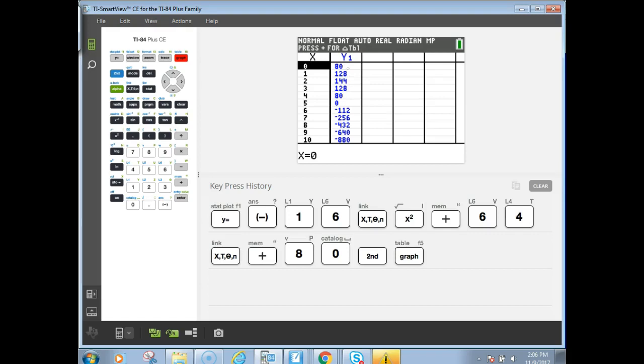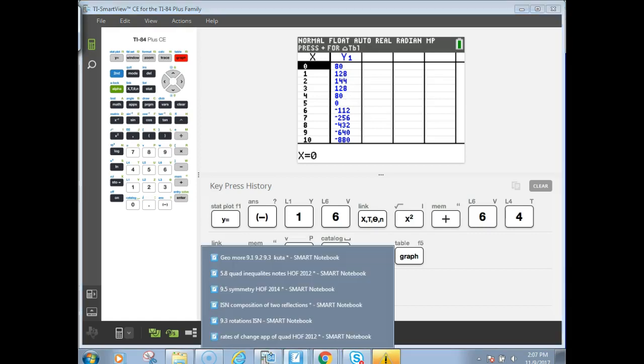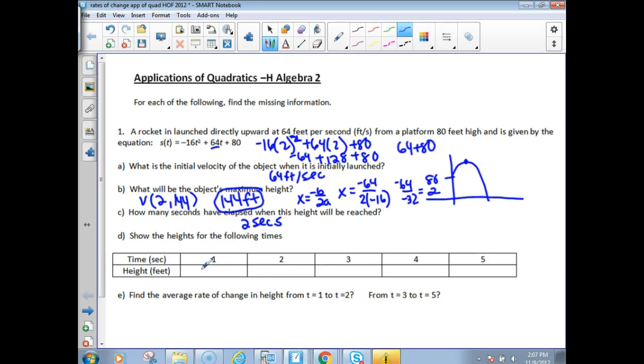All right. And so what values do we need? I think we need 1, 2, 3, 4. Exactly. 128, 144, 128. And this was 128 again. Ooh, that means they're coming back down, right? And the 80, and then what was 0?